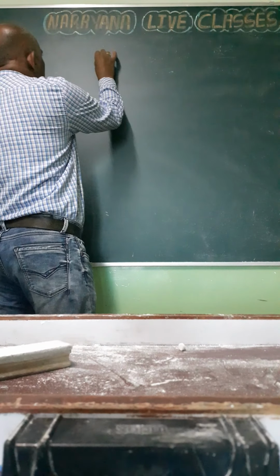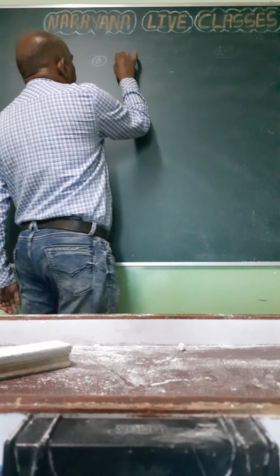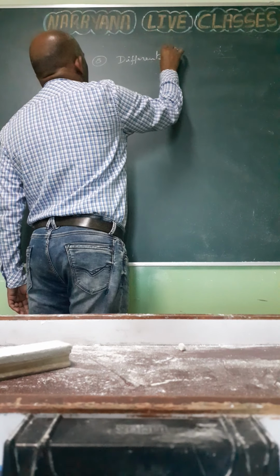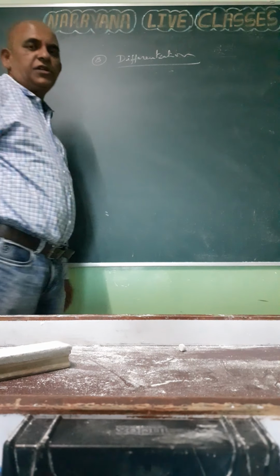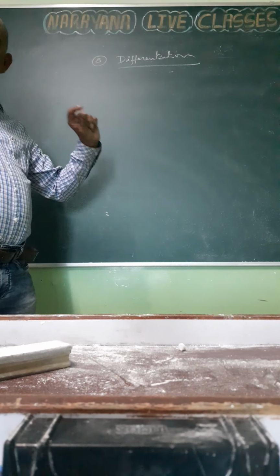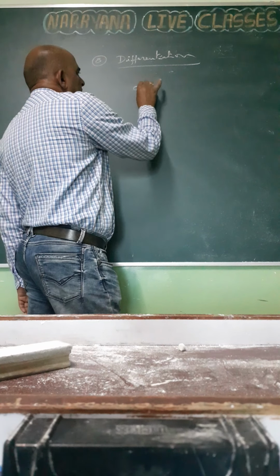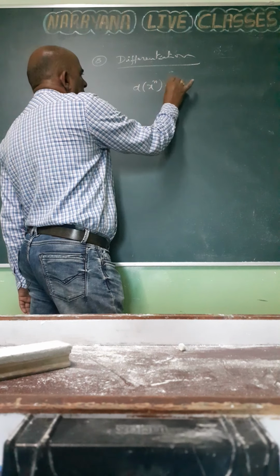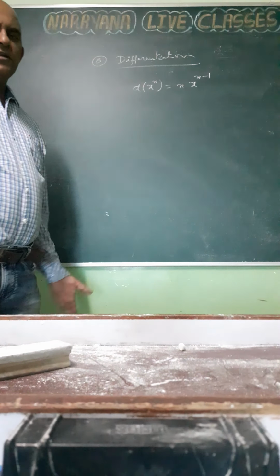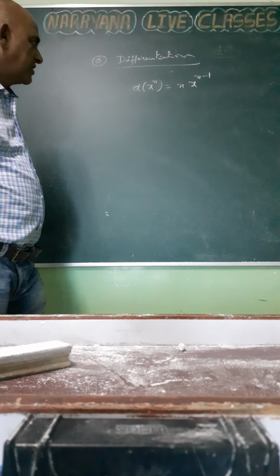Now, concept number 8, differentiation. In mathematics you already know, but just a basic differentiation we require. Differentiation of x power n is equal to n into x power n minus 1. This is a basic formula for differentiation and we use it in physics.